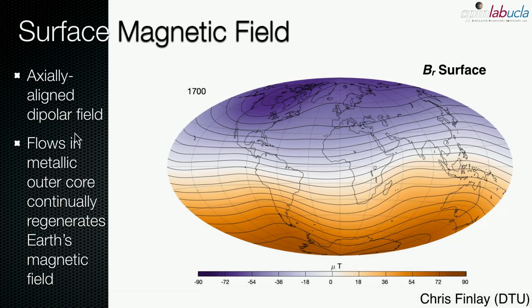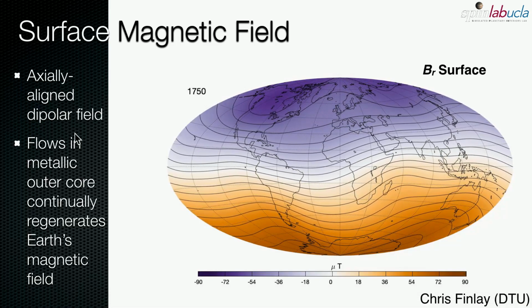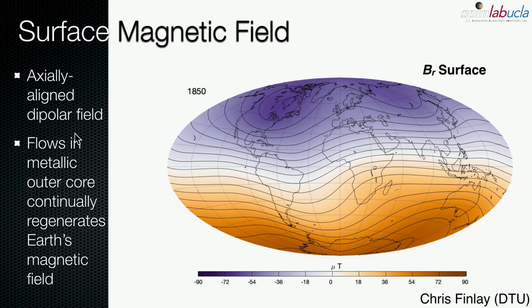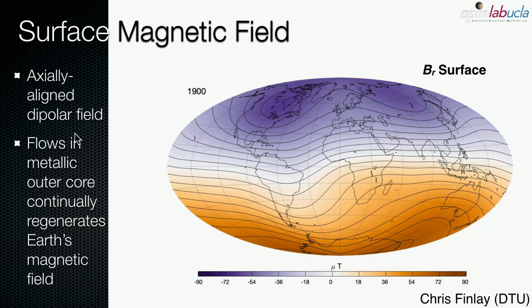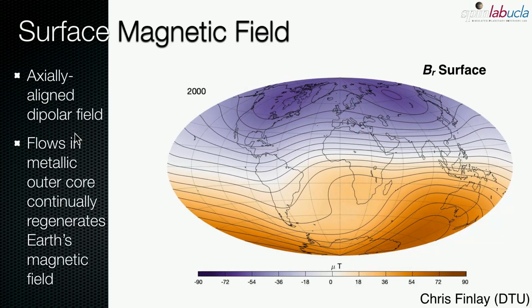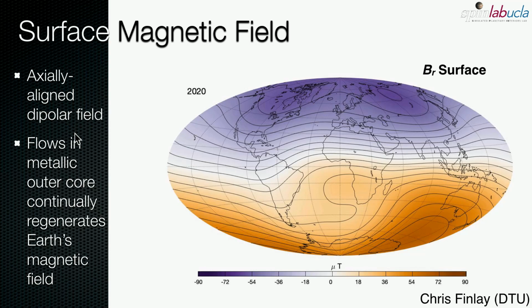All right, let's get started talking about planetary core dynamics. What comes out of the core? Well, the big thing that comes out of Earth's core is the magnetic field. And what you can see in this movie is Earth's geomagnetic field on the surface of the planet over about the past 400 years. You could see it's axially aligned with field coming out of the southern hemisphere and wrapping around to the northern hemisphere.